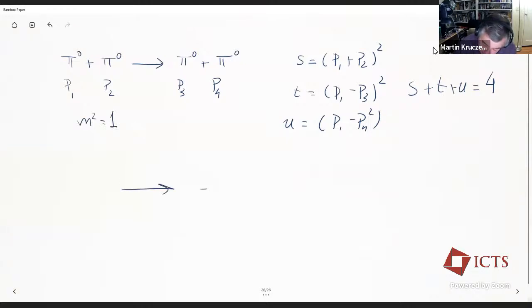And the kinematics is just these things collide like this, and then they go in some other direction with the angle theta, that's the scattering angle. And I'm considering only elastic scattering.